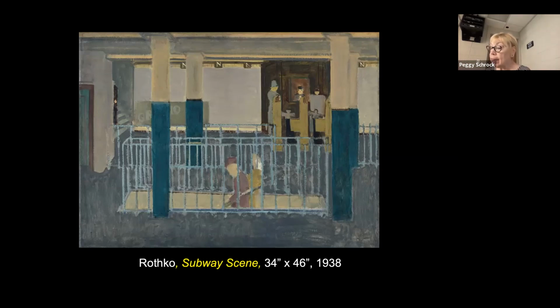So that's why I call it post-abstract realism, although I haven't seen anybody else ever do that. That's what it is. And I happen to really like this piece.